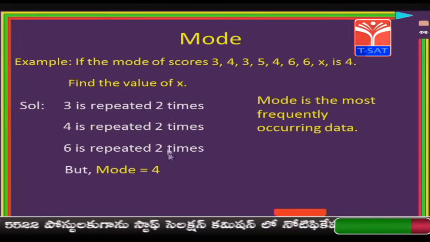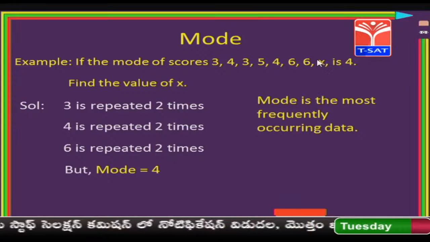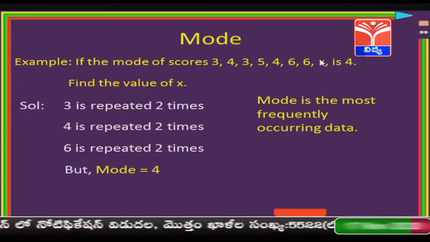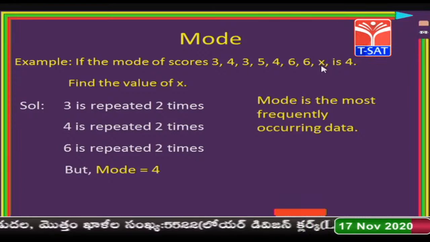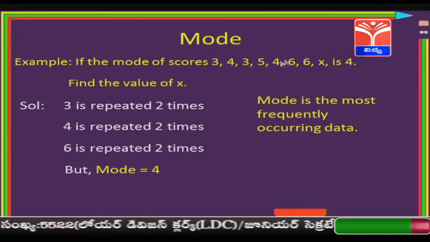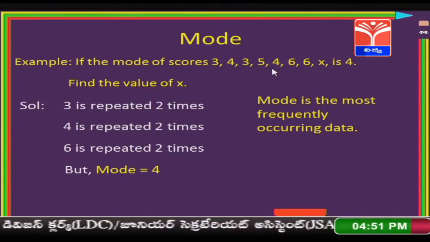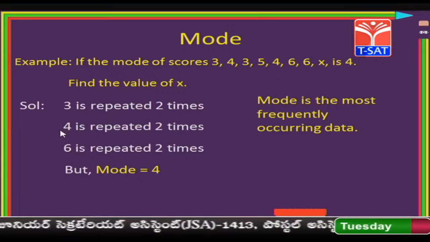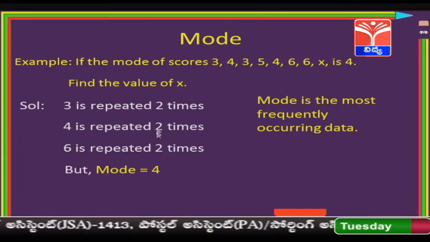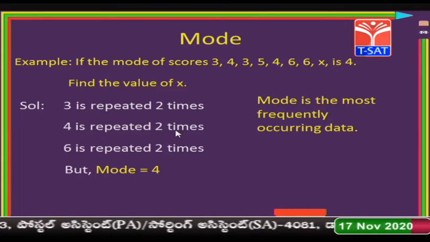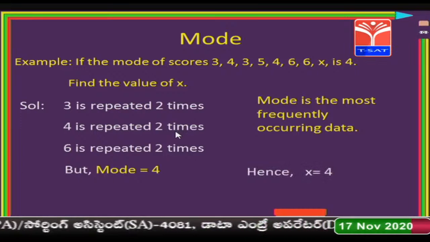All are occurring an equal number of times, but there you have one number called x, because it is said the mode is 4. The observation 4 should be repeated more number of times. So the observation 4 should be repeated one more time so that the mode becomes 4. So you can say that the value of x is 4.